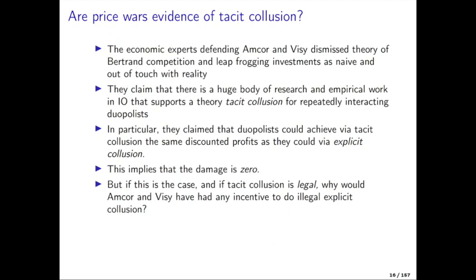They claim that duopolies could achieve the collusive price via tacit collusion instead of via illegal explicit collusion. And this would imply that the damages were exactly zero, because that's legal, right? But if tacit collusion is legal, why would Amcor and VC have any incentive to do any explicit collusion? So that didn't make a lot of sense.